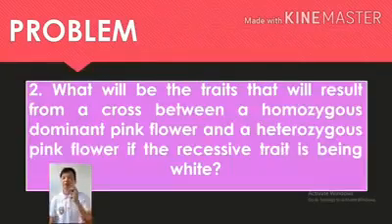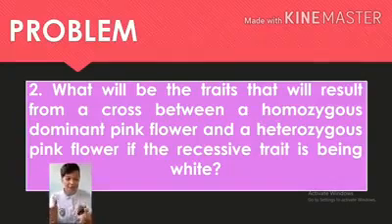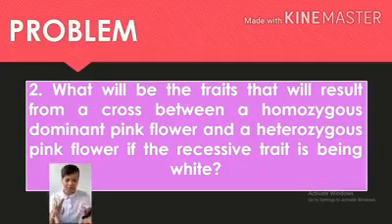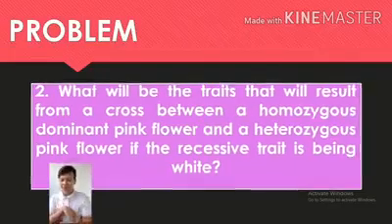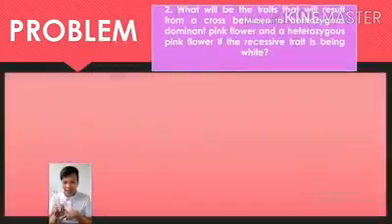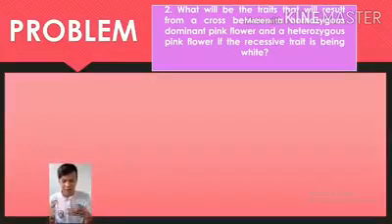Now, another problem. What will be the traits that will result from a cross between a homozygous dominant pink flower, remember that one, and a heterozygous pink flower? So here, we now have a heterozygous parent. In the first problem, we had two homozygous parents. Now, we have a dominant pink flower. Therefore, the dominant trait here is having a pink flower. It's also mentioned here that the recessive trait is being white.